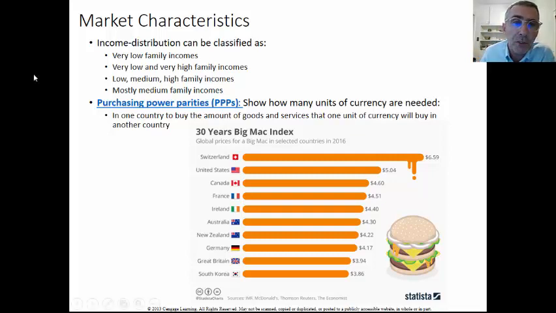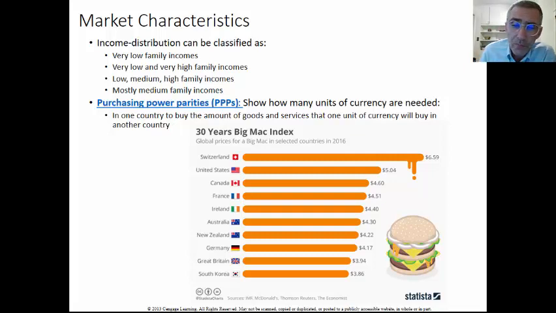So PPP, purchasing power parity, right? It shows how many units of currency are needed in one country to buy the amount of goods and services that one unit of currency will buy in another country. Go back to Adam Smith, Wealth of Nations, and when you think about Adam Smith talking about a basket of goods, what the value of a basket of goods would be in country A versus country B. They have different currencies, cost of living is different, etc. You can add anything, inflation rates, whatever.